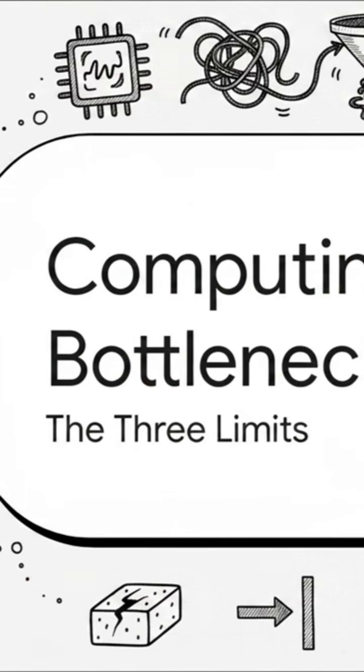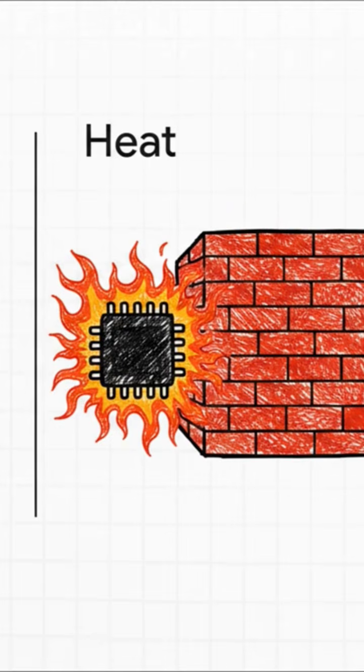Okay, pillar number 1, the 3 computing bottlenecks. According to the document, our modern technology is basically choking on 3 specific physical limits. First up is the von Neumann bottleneck. Essentially, the processor is just sitting there waiting for data to travel across a physical bus, which creates massive latency.